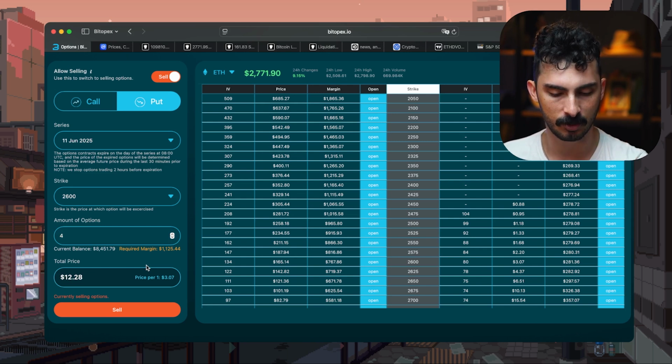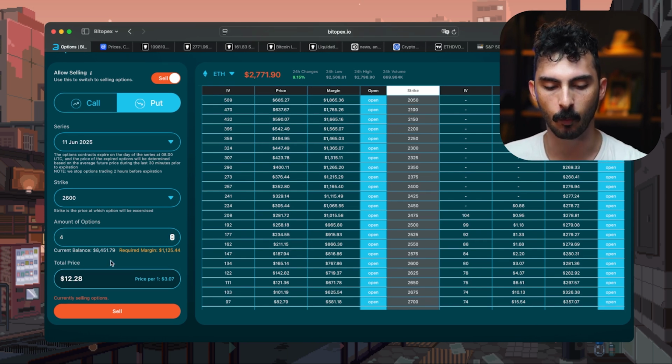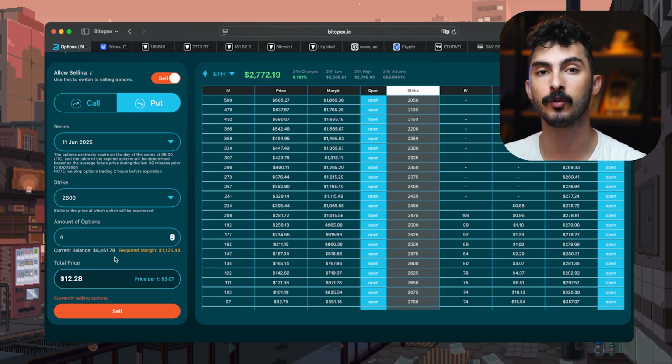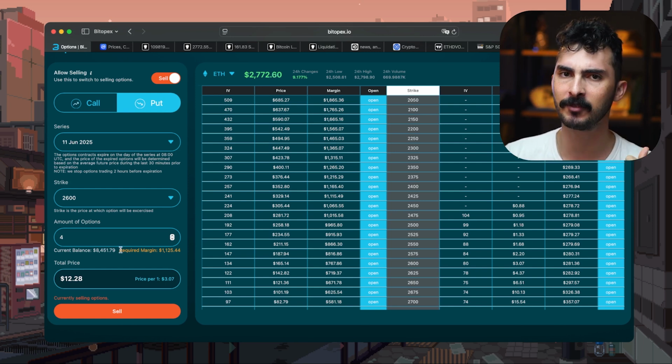So let's run these numbers, just $1,125 right here. This is how much I would put in margin. This is the capital that I need to open this spread. Everything, but I still have the other leg to go.